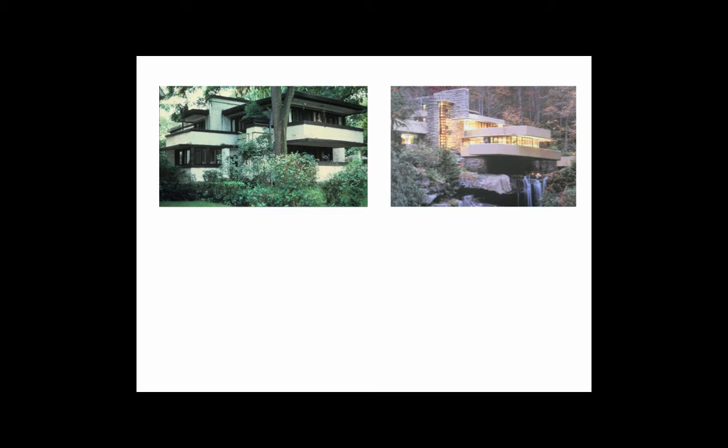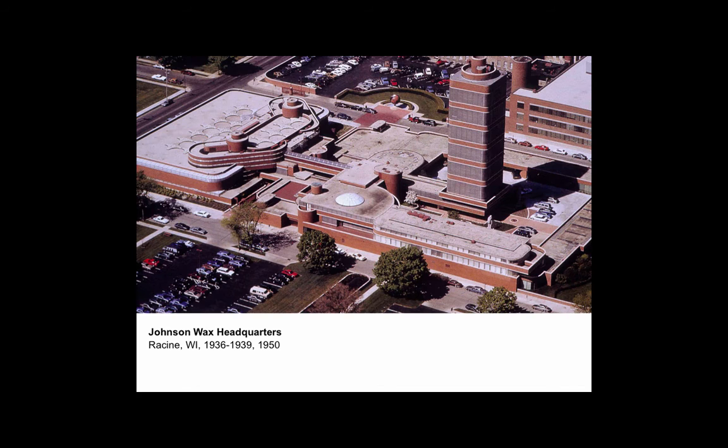So everything you see, this vertical element, two balconies in the roof, two balconies in the roof, is all here in the Gale House, 1909. This is 1936. Same time he does Johnson Wax headquarters.